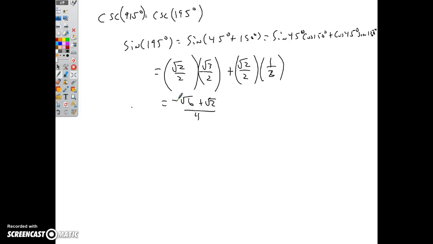I haven't flipped it yet. Because this is sine of 195. I want cosecant of 915 degrees. So I got to flip this thing. It's 4 over negative root 6 plus root 2.